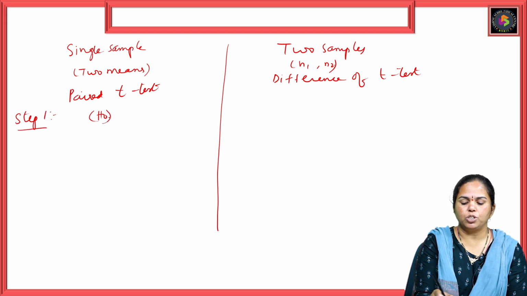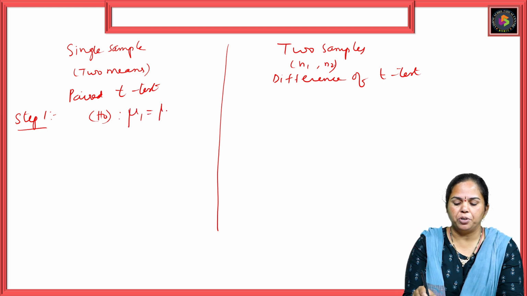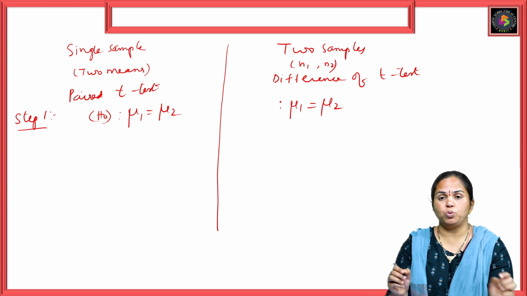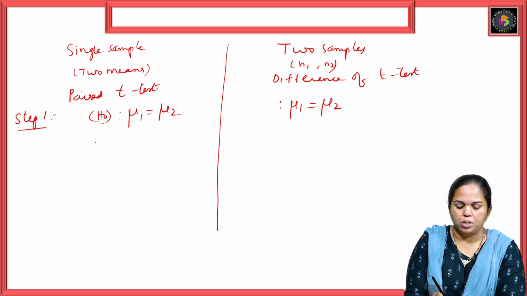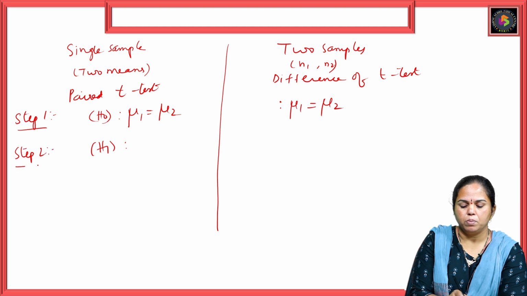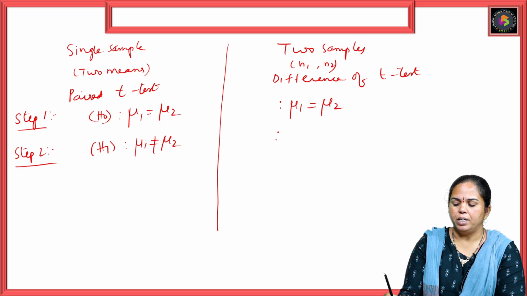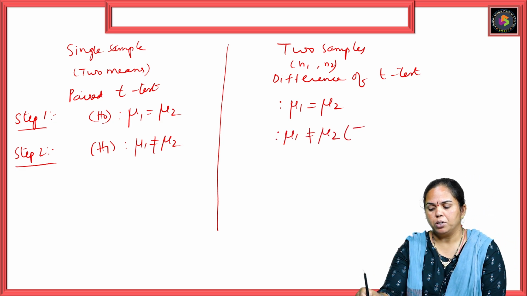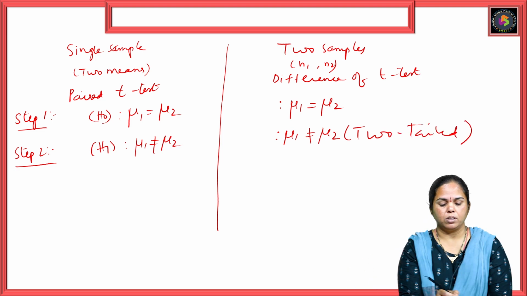null hypothesis H0. So I'm having two means here. So here it will be mu1 equal to mu2 and here also it will be mu1 equal to mu2. That is the reason many of the students will get confused between both the tests. So avoid the confusion. Next, alternative hypothesis H1, mu1 not equal to mu2 and here mu1 not equal to mu2. So in this case it will be a two-tailed test.